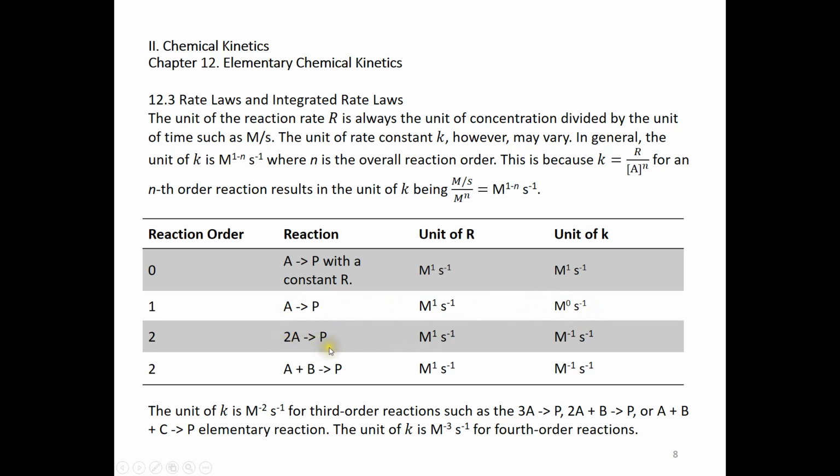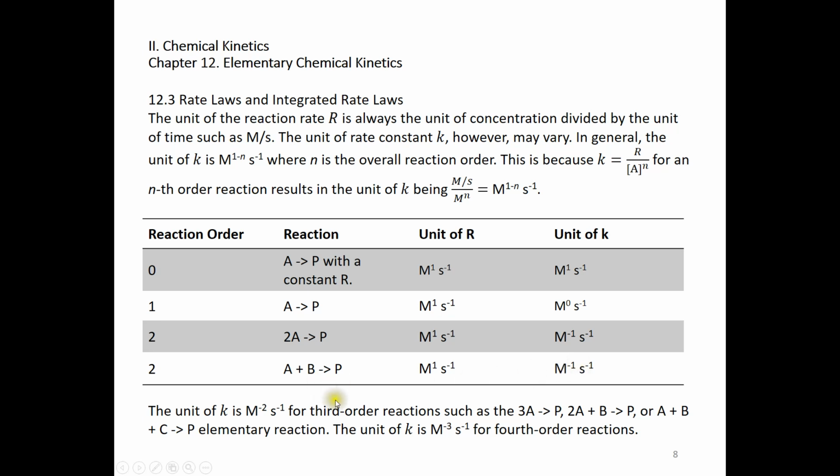Now for the second order, R is k times [A] squared, and therefore R and k should differ by [A] squared. The units differ by molar to the power of 2. Same here for the second type of second order reaction from A plus B to P. R is k times the concentration of A, and then times the concentration of B. And therefore, the unit of k should be molar to the power of negative 1, second to the power of negative 1.